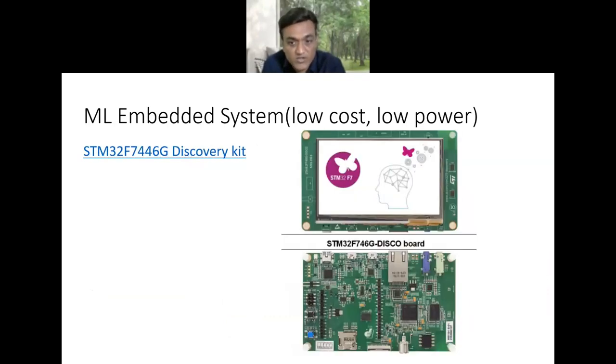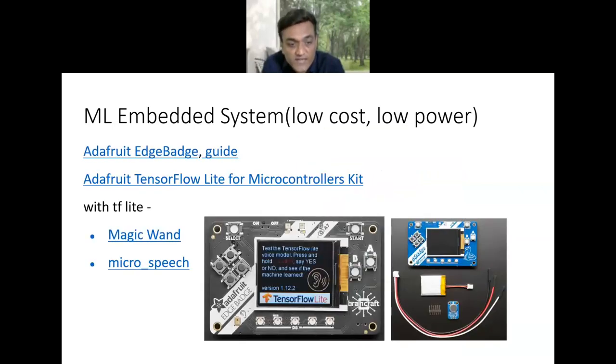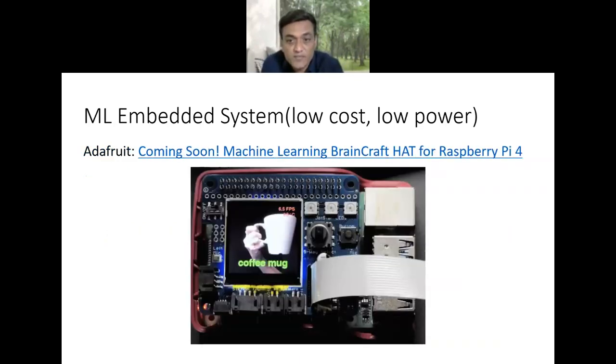This one is by ST Microelectronics. It comes with a display also. So this is again a very low power and low cost device which supports machine learning. This is again by Adafruit. Adafruit is a very popular company which sells a number of boards, and this is one of them, the Edge Badge, a TensorFlow-like microcontroller kit which comes with a display and a number of ready-made code examples supported by the board itself. This is by BrainCraft, which you can put onto a Raspberry Pi and use for your machine learning applications.